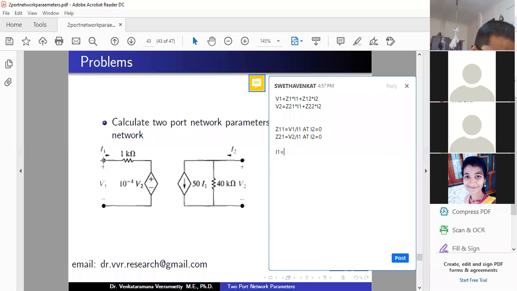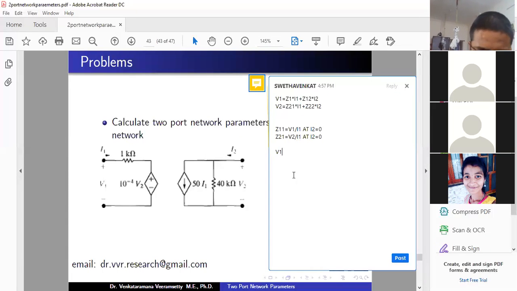This is I1, the current in the first port. I1 can be written by applying simple KVL here. V1 minus I1 into 1 kilo ohm minus 10 to the power minus 4 into V2 equals 0. If you apply KVL for this loop, I1 is nothing but V1 minus this voltage divided by 1 kilo ohm. I hope that because you already went through this, I'm going somewhat fast here. So just try to apply KVL in the first loop.